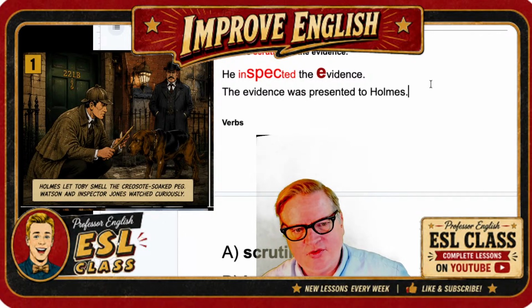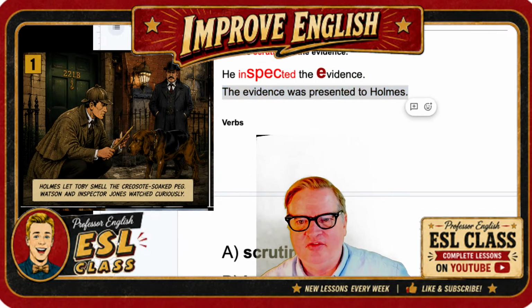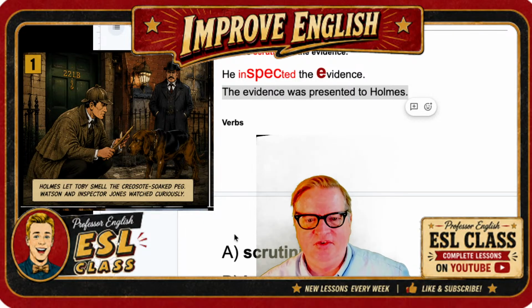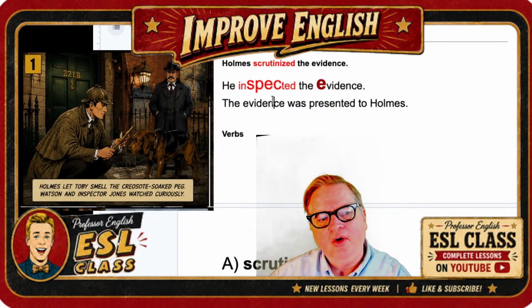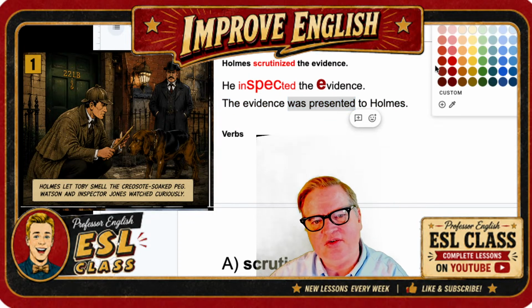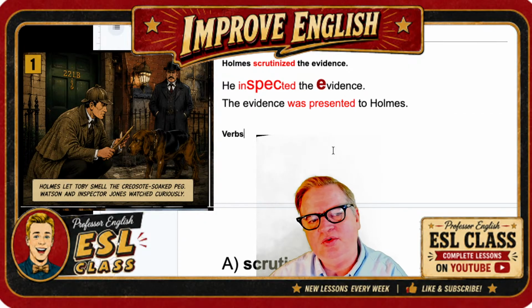So which words am I focusing on in that phrase? The evidence was presented to Holmes. Evidence, presented, Holmes, they get the big sounds. Okay. All right, which one do you think that we should use to build our monster sentence? Do you think we should use scrutinized, inspected, or was presented?